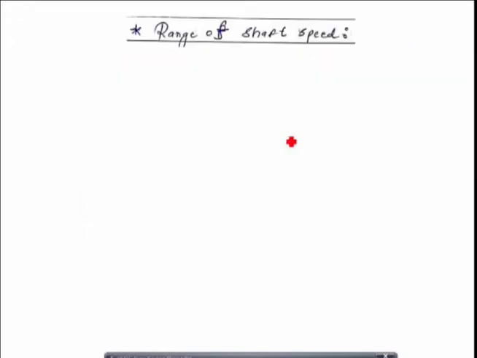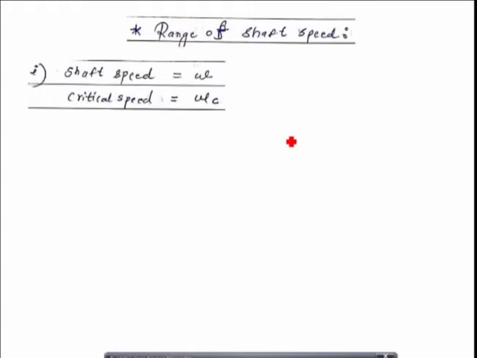Now let us understand the range of shaft speed. Basically, let us say that the shaft speed is equal to omega and the critical speed is equal to omega c. Okay, so these are nothing but two speeds, and the notation for the two speeds is what we have defined. Now basically there are three ranges of the speed.